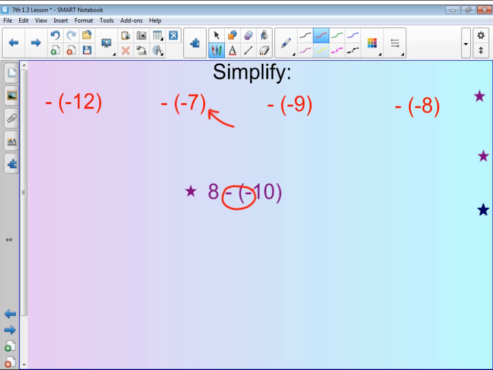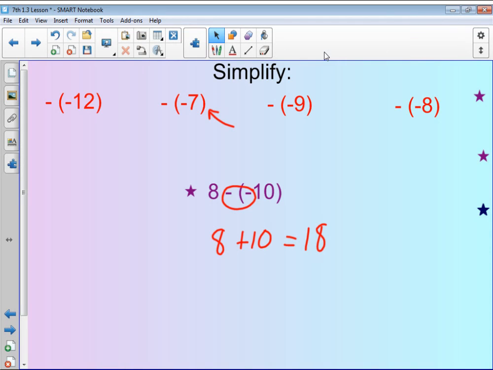Simplify here. That's your first step. So those two negatives make it a positive 10. The opposite of negative 10 is positive 10. 8 plus 10. Hey, that one's pretty easy. We don't even have to use our integer rules. 8 plus 10 is 18. Okay, so that one we ended up with 18.